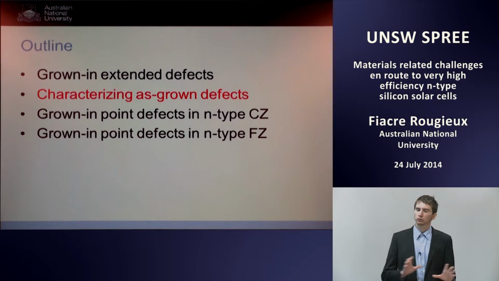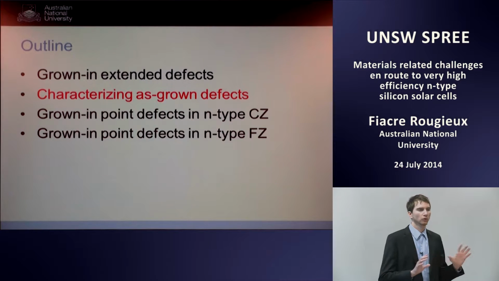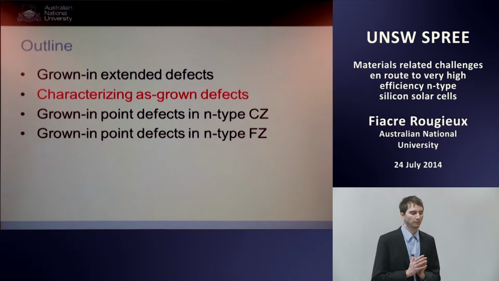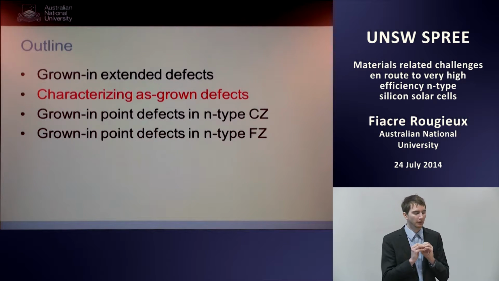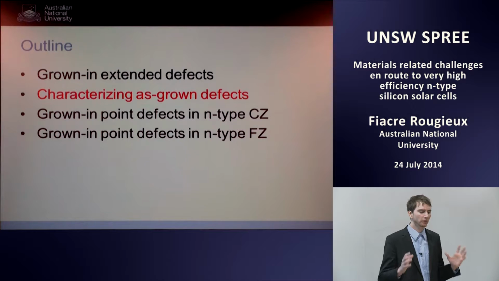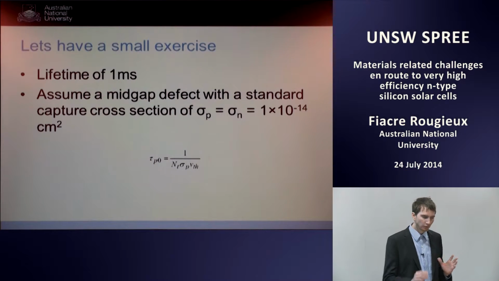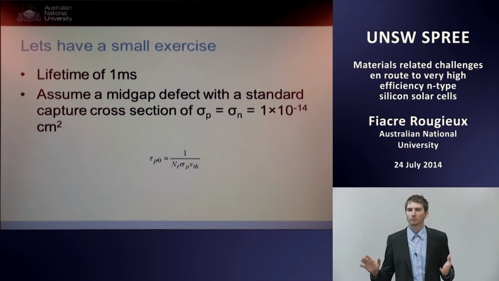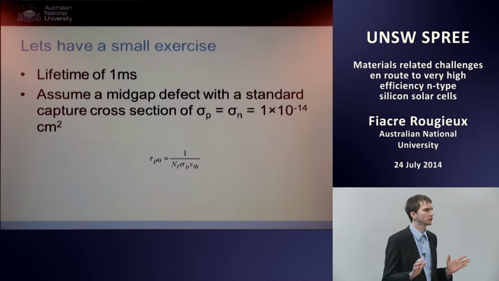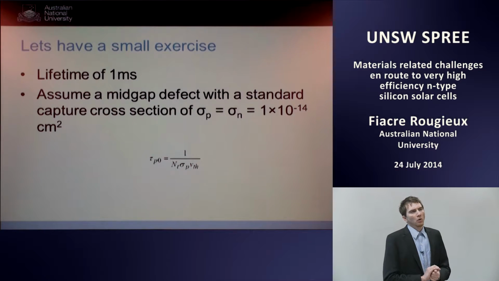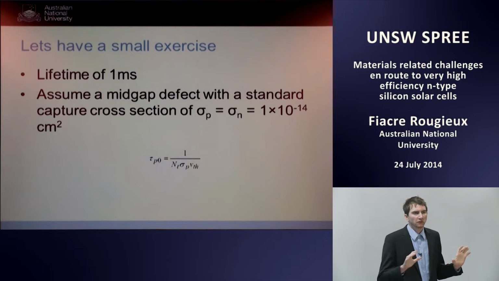Before I go on to talk about those grown-in point defects, so before we were talking about extended defects, now we're talking about point-like defects. I'm just going to talk about how we're going to characterize those defects. Let's start with a small exercise. Let's assume we have a lifetime of 1 millisecond, and assume we have a mid-gap defect with a standard capture cross-section of 1e to the minus 14 square centimeters. So this is typical for a standard defect in silicon.